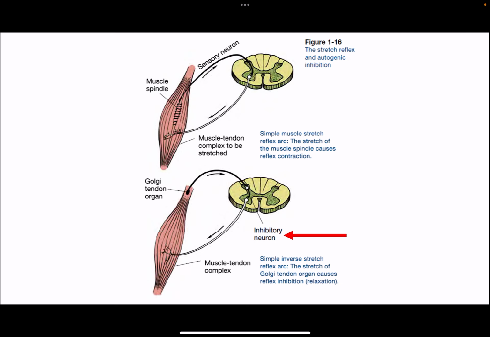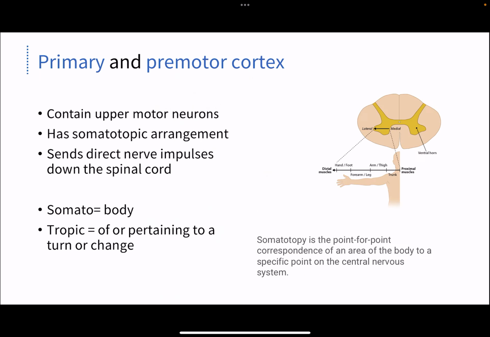So in this case, it says it's an inhibitory neuron. This would be inhibiting the activity of this motor neuron here, this motor neuron that's coming out. And so this would be causing relaxation or preventing contraction of this muscle belly right here, right? We'll come back to this image and talk about these in a little while, right?